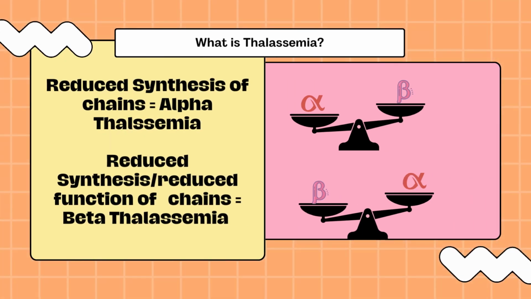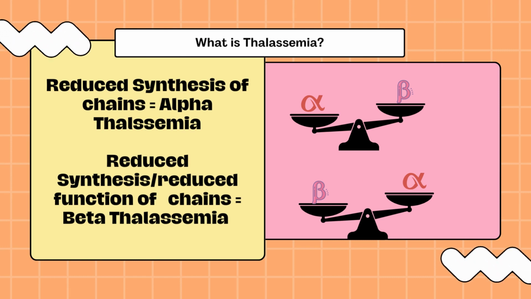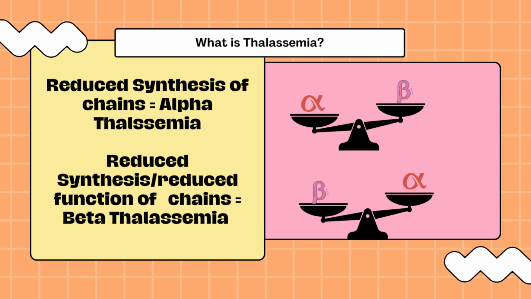So what is thalassemia? There's a reduced rate of synthesis of normal alpha globin chains in alpha thalassemia or normal beta globin chains in beta thalassemia, resulting in unpaired chains that precipitate and contribute to ineffective production of red cells. The more unpaired chains there are, the worse the syndrome.